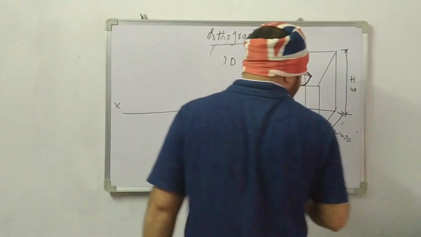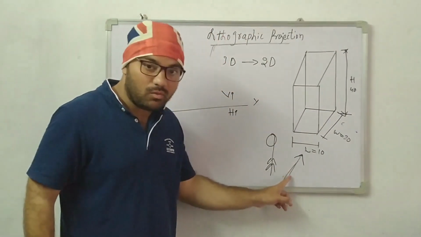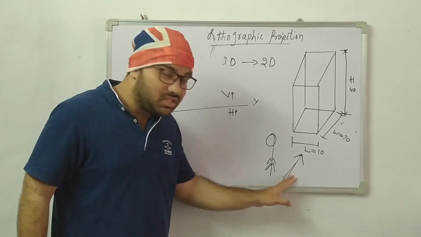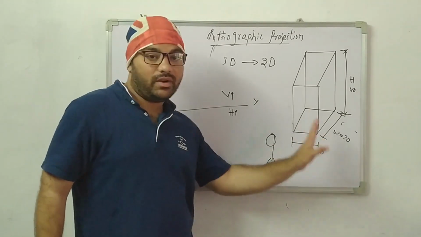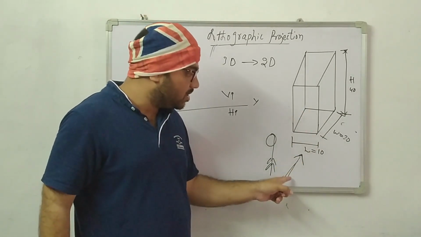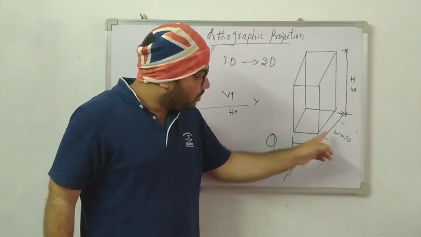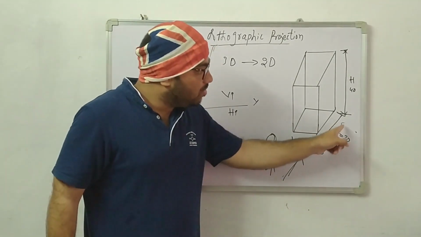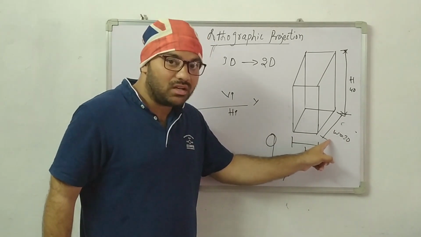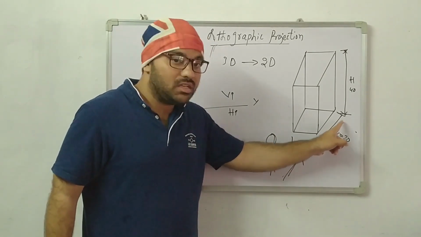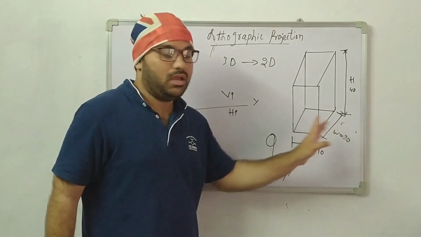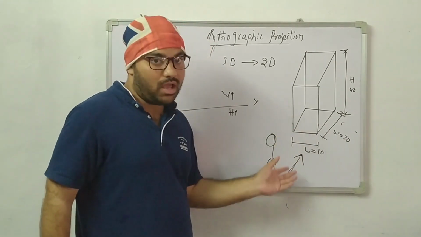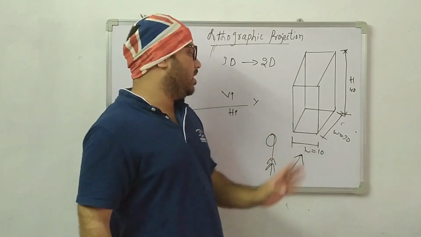For example, if the arrow mark is not mentioned, then consider the longest side as the front view. In this diagram, the arrow mark is given, so this is the front view. But if the arrow mark is not given, 20 is the length, and you have to consider the length as my width. So this is my front view, if the arrow mark is not mentioned. For this problem, I have given the arrow mark, so this is considered my front view.